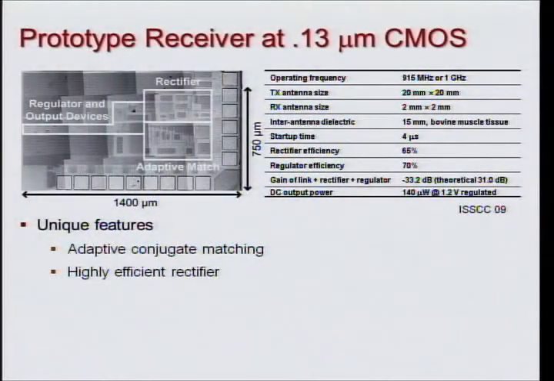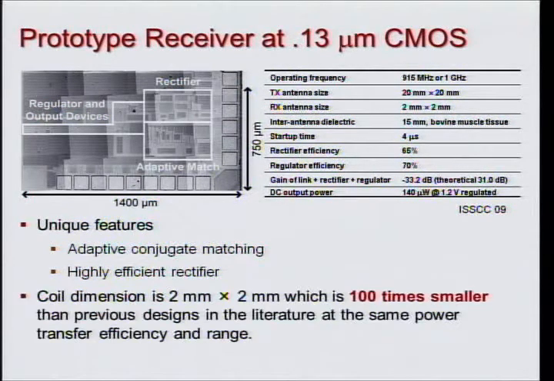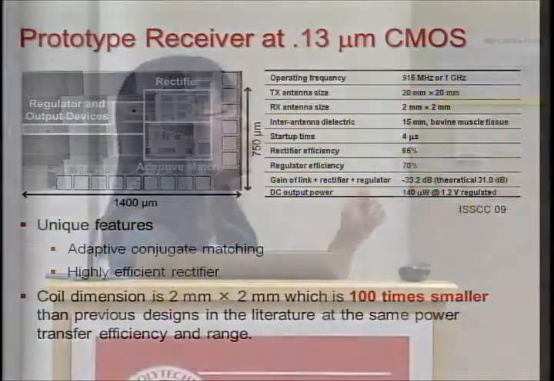Because of this result, we perform experiments. We also perform electromagnetic simulation to validate the results. And finally, we implement our circuits to show that it is workable. So we build a CMOS chip with core dimensions of 2 millimeter by 2 millimeter. It is able to deliver 140 microwatt of power, and it is 100 times smaller than any previous design in the literature at the same power transfer efficiency and range. We did nothing but move the operating frequency to 1 gigahertz. In here, it is 900 megahertz.